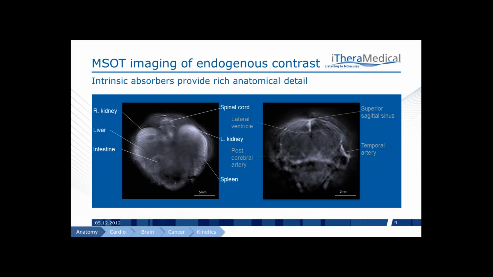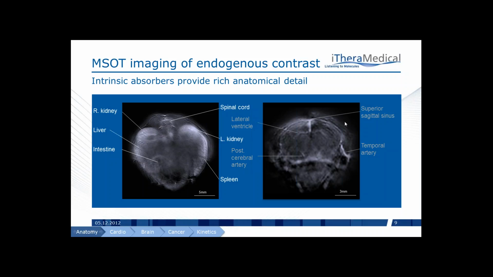On the left, we show a single wavelength image of a mouse at the level of the kidneys, where you can see the right kidney shown here. You can see the aorta and vena cava in between the 2 kidneys. The left kidney is depicted here. And because the spleen is very well perfused, we see a strong signal from the spleen as well. The spinal cord is also visible at this cross-section. And then lower in the animal at this cross-section, we see negative contrast due to the presence of the intestines.